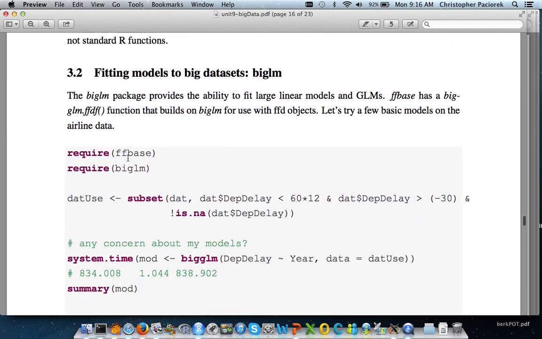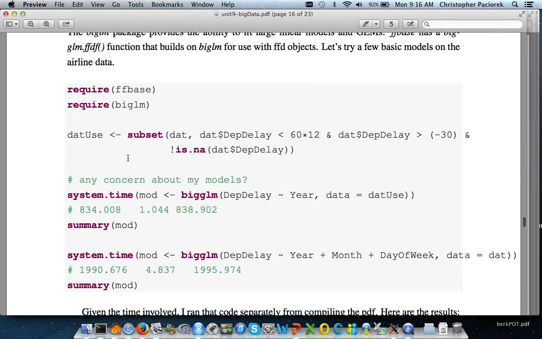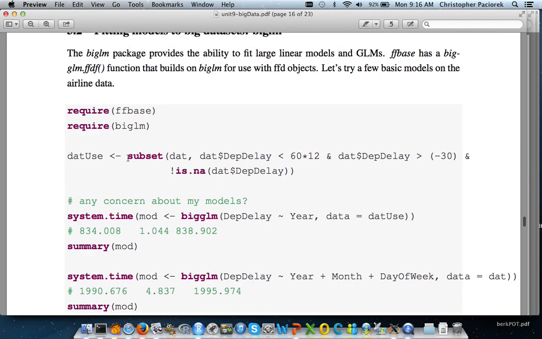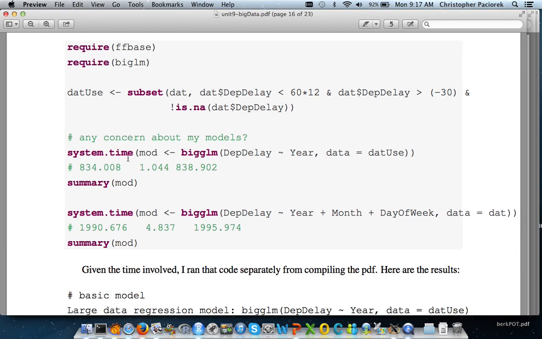All right, so then I loaded in the biglm package. And ffbase provides a bigglm.ffdf that behind the scenes uses this biglm package. So I'm just going to fit some toy models here. Don't take this as an applied statistics course. I'm not doing any very careful checking of whether or not this makes sense as a model, but I just want to illustrate that we can do these sorts of things.